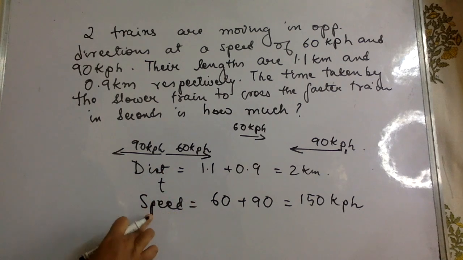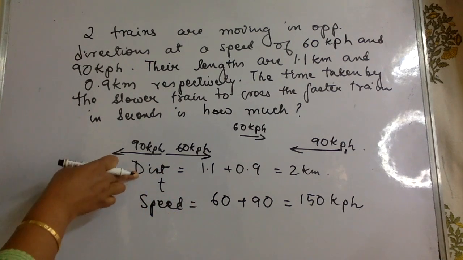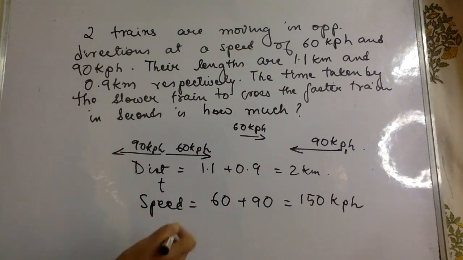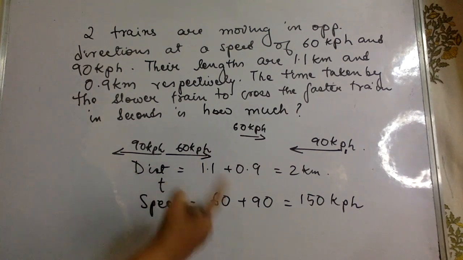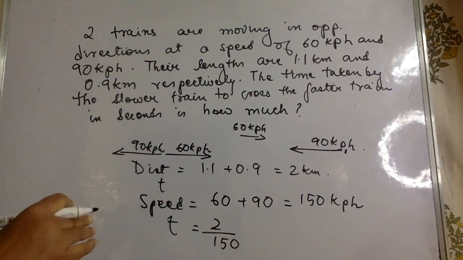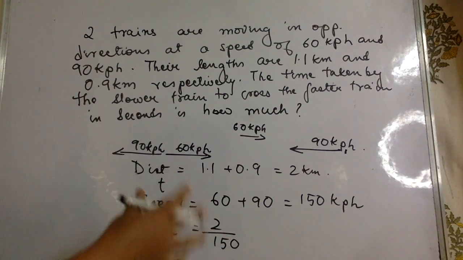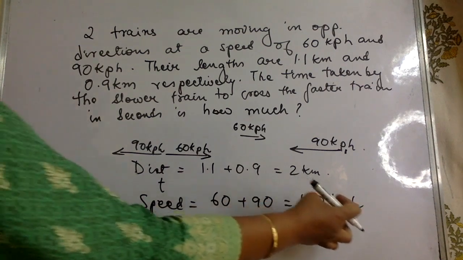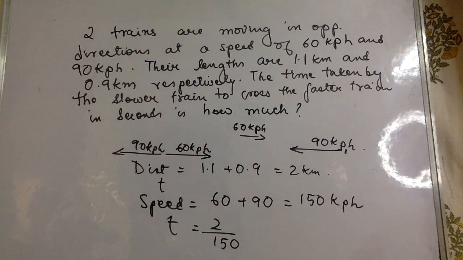Now this is the speed that we are going to work with, this is the time, and this is the distance that we are going to work out. So time is distance by speed, so it is 2 by 150. Here 2 by 150 is going to give us the answer in hours, because everything is in kph. So this answer is also going to come in hours, but we don't want it in hours.